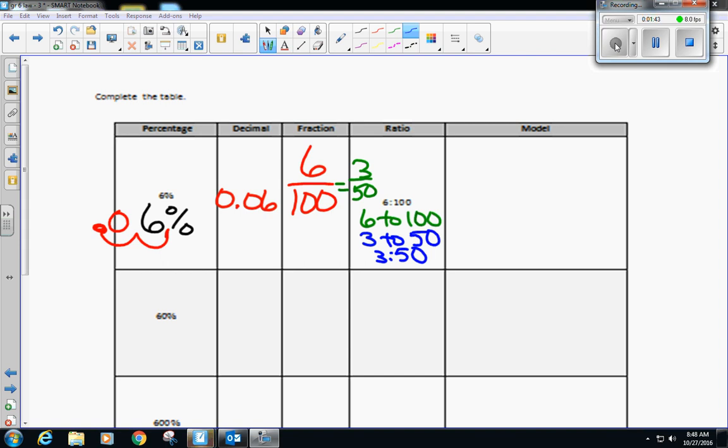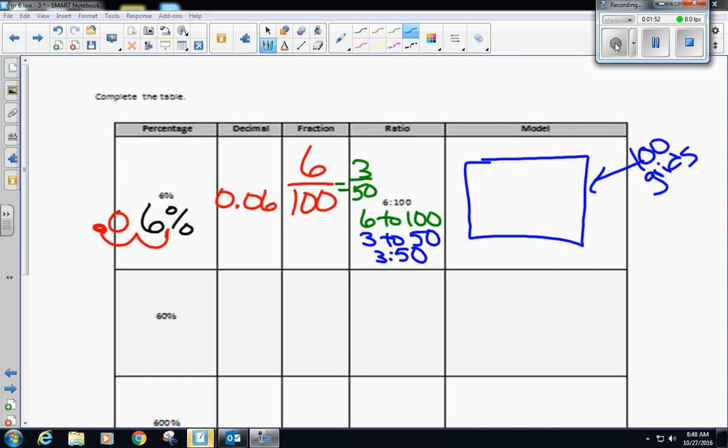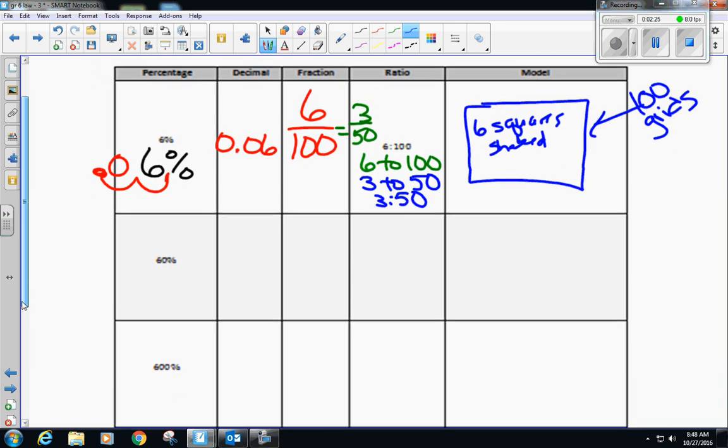And if we were to make a model, we're not going to make a model, but this is one of those 100 grids. How many squares would you have colored in on the 100 grid? Riley? 6. Because it's 6 out of 100, so 6 squares shaded. Okay, because you always shade from the top. So you would have one 100 grid with 6 squares shaded. I need to remake these so that they actually have the 100 grids. That would be good. The next one is 60%.